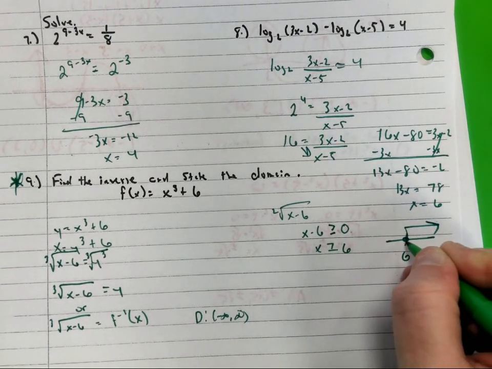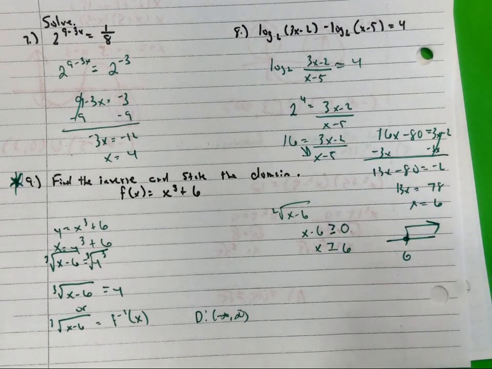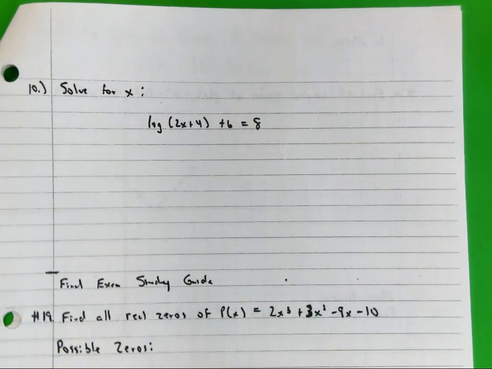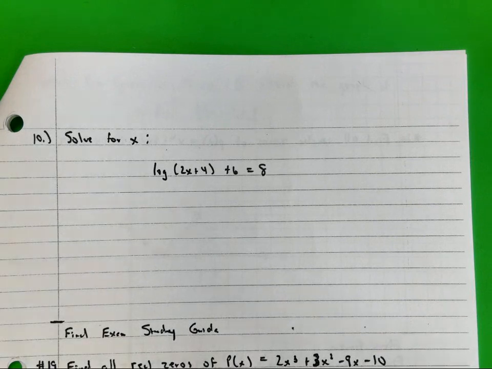So your domain will be bracket 6 to infinity. And that works with other even roots, like square roots, 4th roots, 6th roots, 8th roots. That's what you would do. Does everybody understand? Okay. Put a star by this one. This is another one like your short answer.